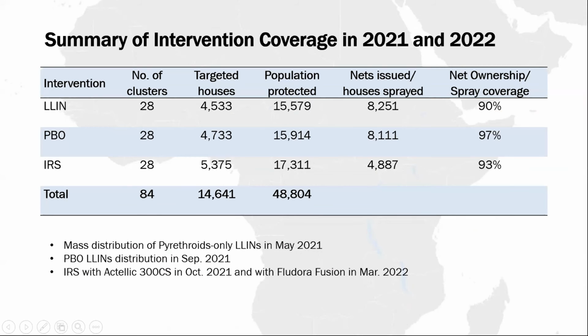And just like we had in our first pilot study, we also had very high net ownership percentage, and also ensured 1 net for every 2 persons. And we also had a high IRS spray coverage, in which we protected over 48,000 residents. And you can see here the LLINs were distributed in May through mass campaign. We distributed the PBO in September. We conducted IRS with Actellic in October last year, and again with Fludora Fusion in March of this year.